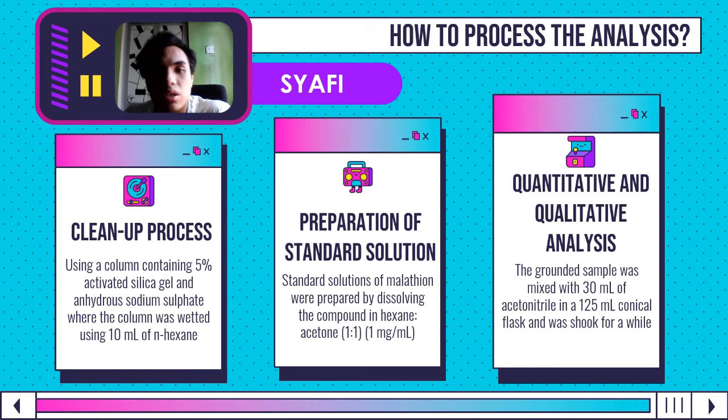Next, we will go to quantitative and qualitative analysis. Full scan mode was used for qualitative analysis, that is for positive identification of the target analyte, which is based on the mass spectra and retention time of Malathion. Once the fragmentation ions of Malathion are identified, three quantification ions were selected from SIM mode analysis.